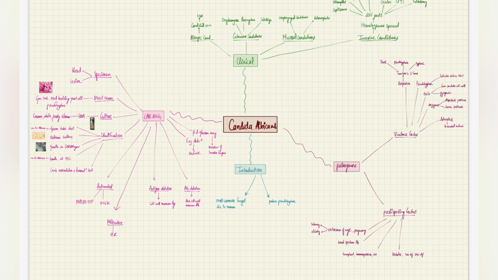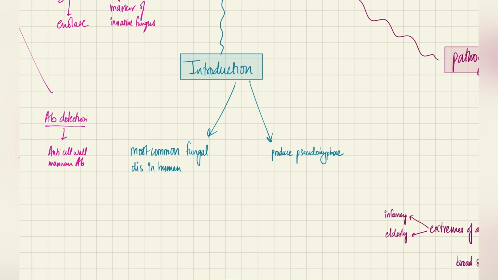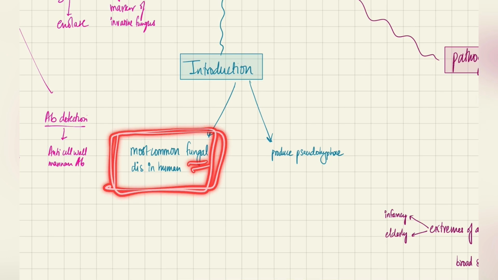Today we are going to talk about a fungal disease which affects the bloodstream. It's caused by Candida albicans and it's known as Candidiasis. So let's get started. We're going to start with the introduction as usual. Candidiasis is the most common fungal disease in humans.